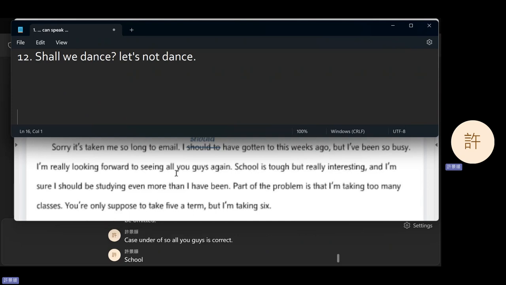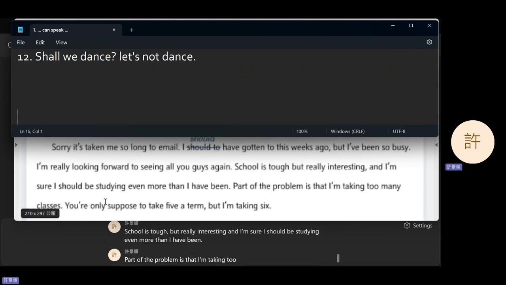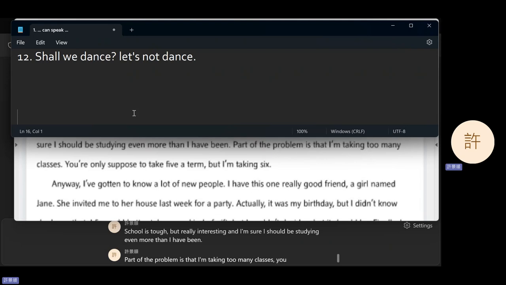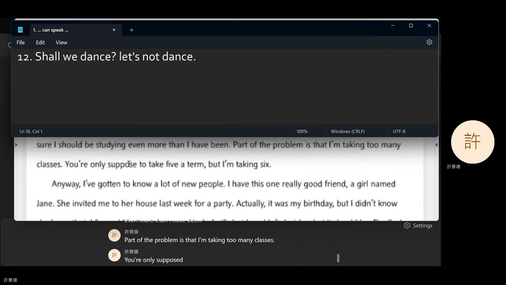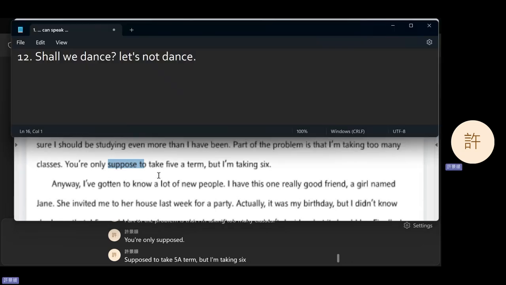School is tough but really interesting, and I'm sure I should be studying even more than I have been. Part of the problem is that I'm taking too many classes. You're only supposed to take 5 a term, but I'm taking 6. All right, so the first one, supposed to. You can say 5 a term, you can say 5 per term.